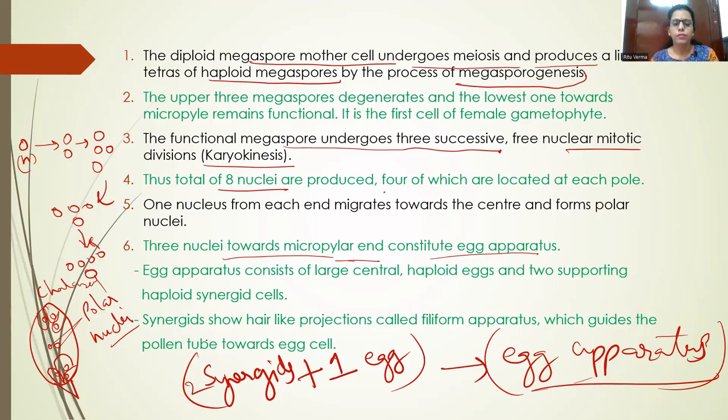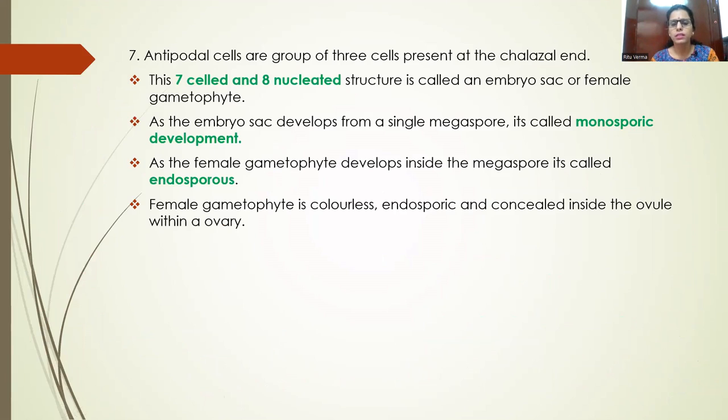One more very important point here: synergids have a thickening towards the micropyle end. For example, if this is a synergid cell, towards the micropyle end it has a thickening with small fiber-like structures. This forms the filiform apparatus. The filiform apparatus is important because it guides the pollen tube towards the egg cell. It helps in the movement of the pollen tube towards the egg cell. And antipodal cells are the group of 3 similar cells present towards the chalazal end.